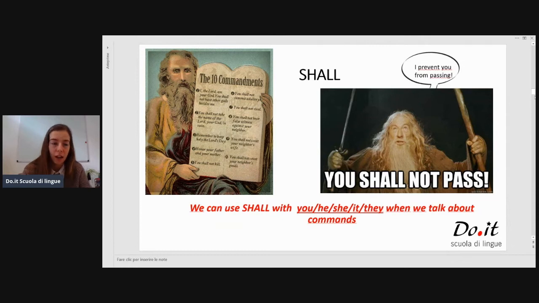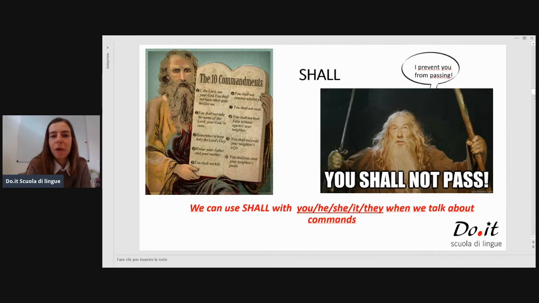Another way of using shall is to use it as a command. In fact, many students have asked me, why is shall used in this mythical sentence from Lord of the Rings, you shall not pass, or is it The Hobbit, I'm sorry. You shall not pass. What does you shall not pass mean? It doesn't mean will, because there is you. We know that shall can only be used with the first person if we want to use it as will. So in this case shall has the meaning of a commandment. I order you something. So, in this case, you shall not pass means I prevent you from passing, okay? I prevent you from passing.